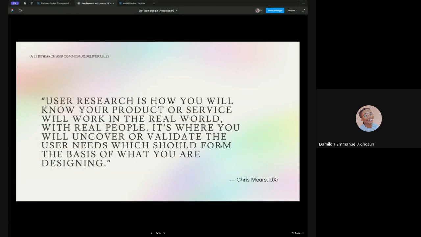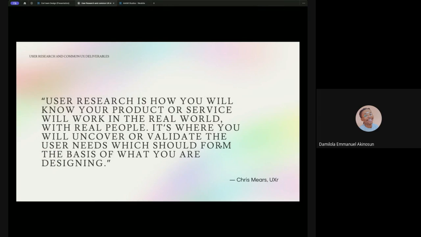So, if there's something about me you should have noticed in every single class that we hold, is that I like starting each topic with a quote, a very relatable quote to whatever it is that we're learning. And we're going to be starting today's one with a quote from Chris Mears from UXR that says, "User research is how you would know your product or service will work in the real world with real people. It's where you will uncover or validate the user's needs, which should form the basis of what you're designing."